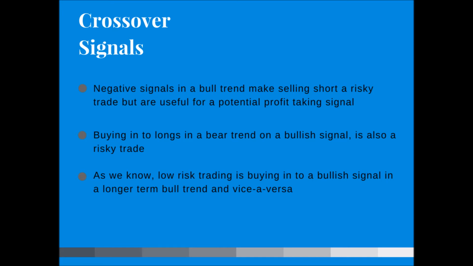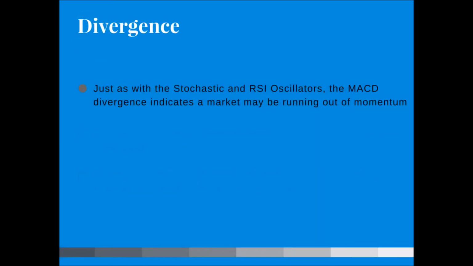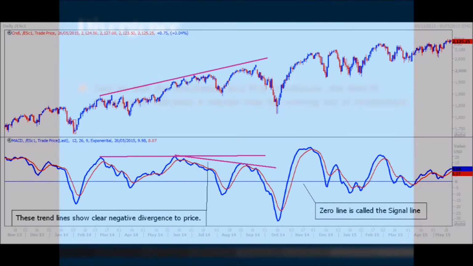get a buy signal. Buying into longs in a bear trend on a bullish signal is also a risky trade, of course. As we know, low-risk trading is buying into a bullish signal in the longer-term bull trend and vice versa. I will keep repeating that because it's so important. Divergence. Just as with the stochastic and RSI oscillators, the MACD divergence indicates a market may be running out of momentum.